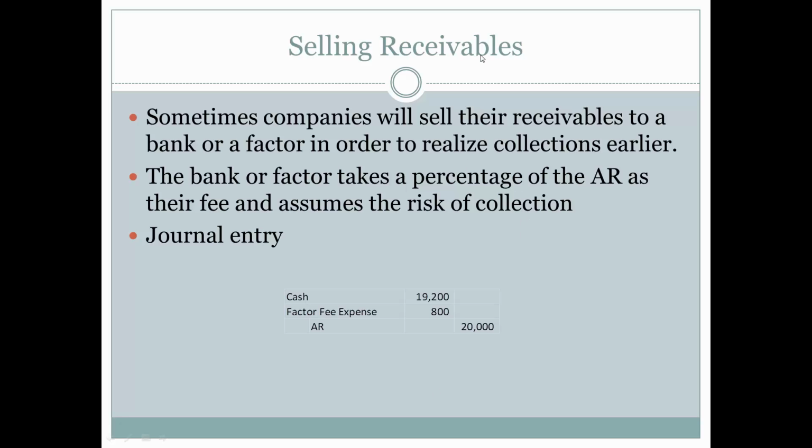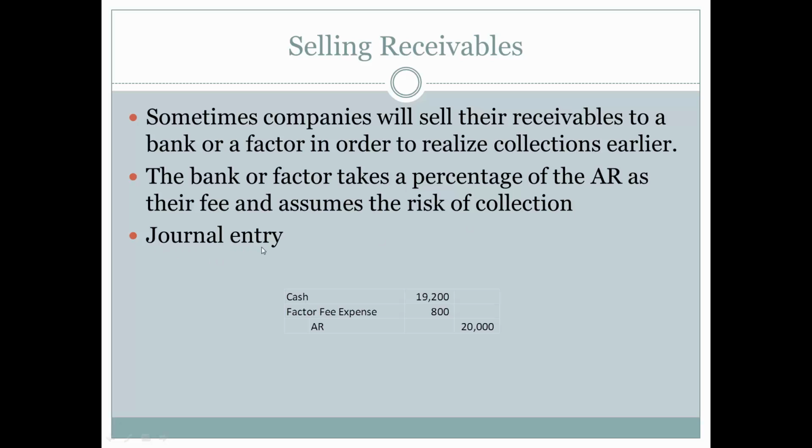Now, let's look at a few more issues when it comes to accounts receivable. We'll look at two more issues. Sometimes companies will sell their receivables to a bank or a factor in order to realize their collections earlier. So they sell them to the bank or the factor in order to get cash on their accounts receivable quickly. The bank or the factor will take a percentage of the accounts receivable as their fee, and then the bank or the factor will assume the risk of collection.